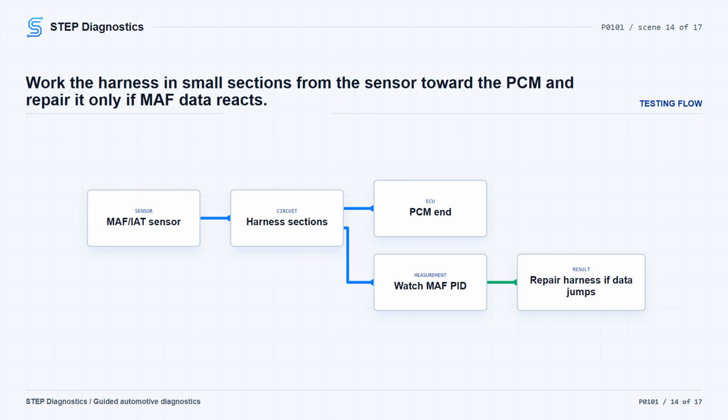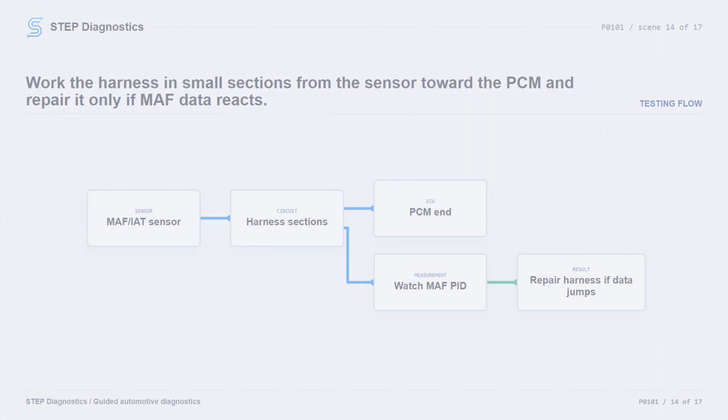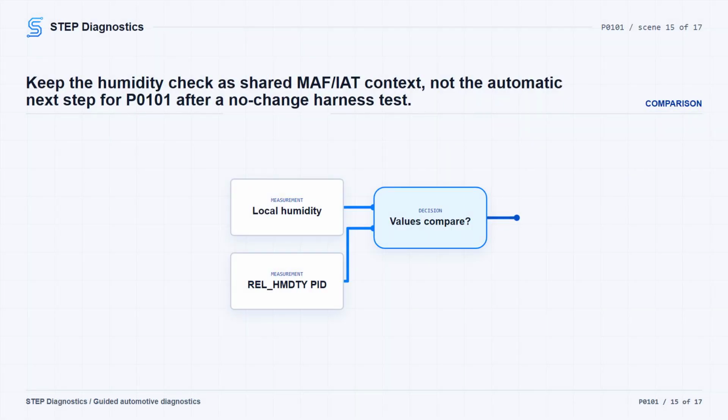If the PID still does not change here on the P0101 path, pause, recheck the earlier diagnostic path, and avoid guessing. The next confirmed branch is not clear for this code at this point. There is a later humidity check for the branch that continues on humidity-related MAF/IAT concerns. That branch is not the clear next move for a no-change result on the P0101 harness check, but it is part of the shared MAF/IAT diagnostic path.